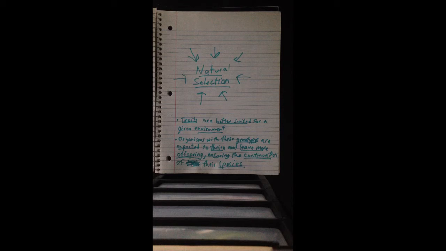If traits conferred by particular combinations of alleles are better suited for a given environment, organisms possessing these genotypes will be expected to thrive and leave more offspring, ensuring the continuation of their species. The next generation of alleles will be shuffled anew. Ultimately, the interplay between environment and genotype will determine which genetic combinations persist over time.